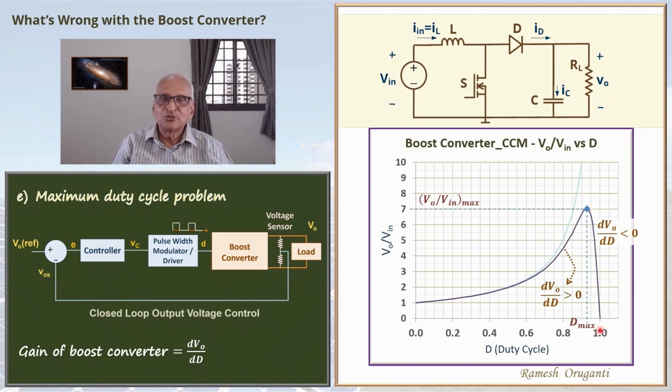So what is the solution? The solution is pretty obvious. Do not allow the duty cycle to go beyond Dmax. So place a limit on the duty cycle. That D limit should be less than Dmax. Another reason why you do that is, as you go towards high D values, the losses in the circuit will increase, and the efficiency of the boost converter will drop. So you should have some awareness of where the Dmax lies, and a limit should be placed on the duty cycle which is less than this Dmax.